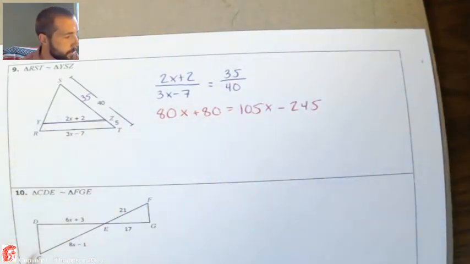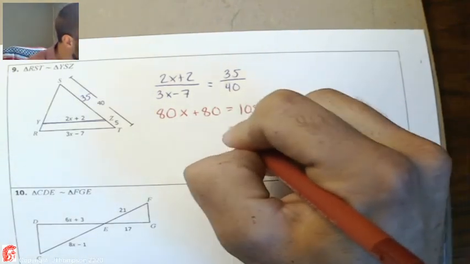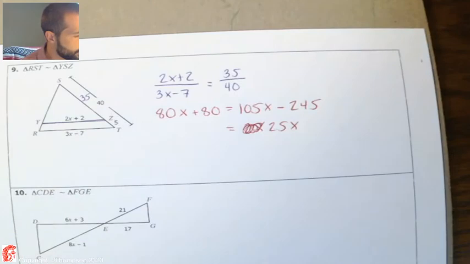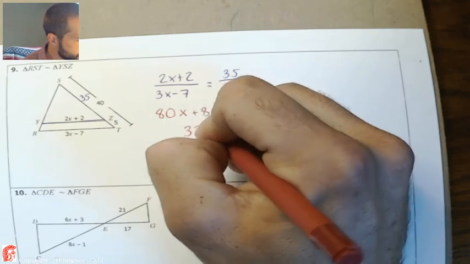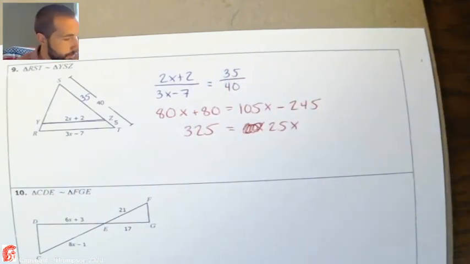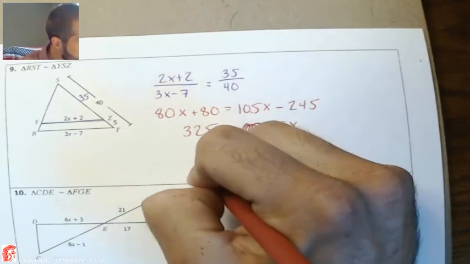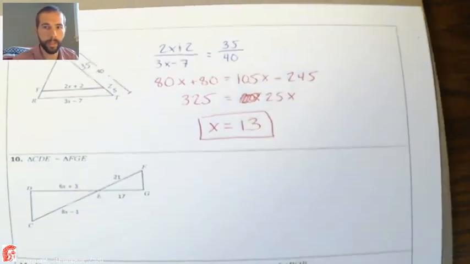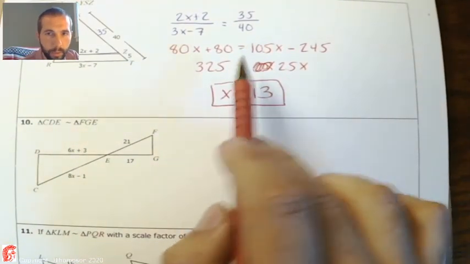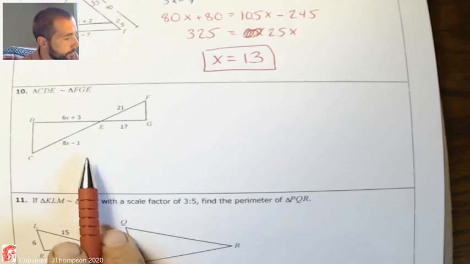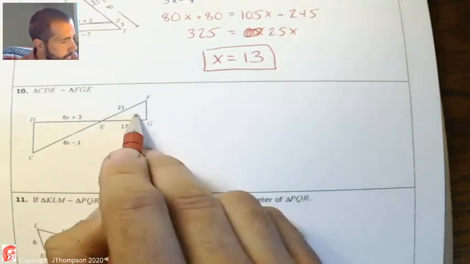Okay, I have variables on both sides, so I'm going to do 105 minus 80, and I get 25x. And then I'm going to add 245 to both sides, and I get 325. So you can do that in multiple steps if you'd like. And then divide 325 divided by 25, and you get x is 13. Okay, so in the end, you just want to make sure you have the right answer. If you do it a different way, if you take some extra steps, just make sure you do get 13.